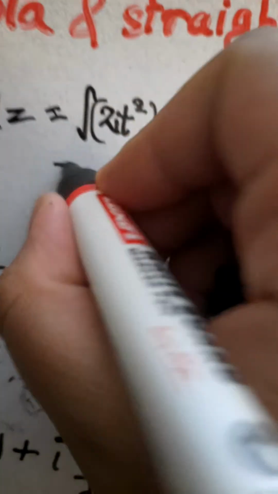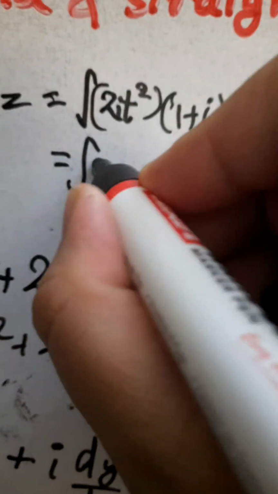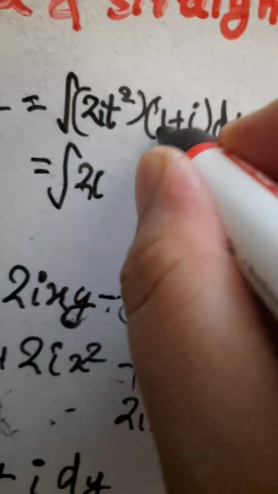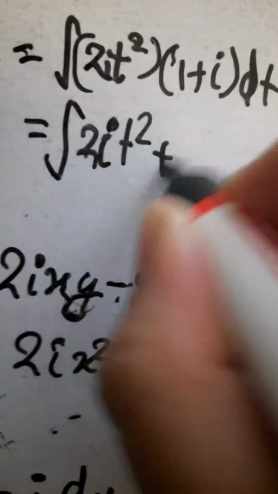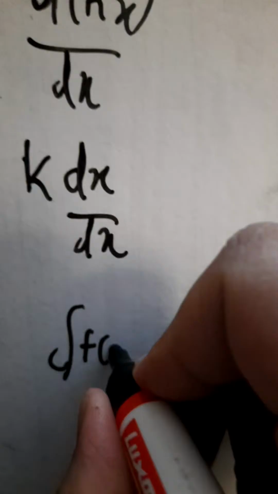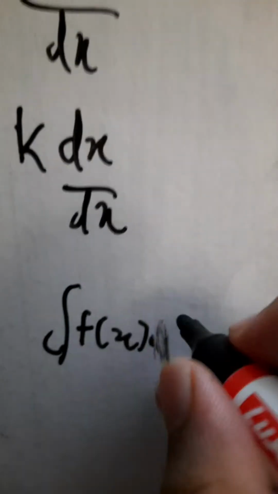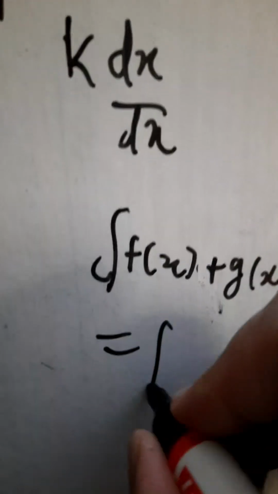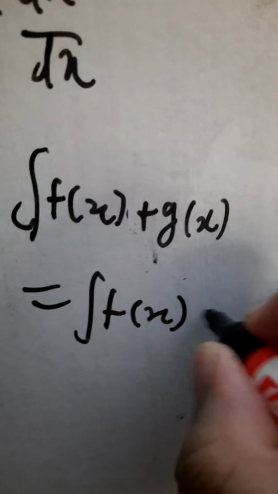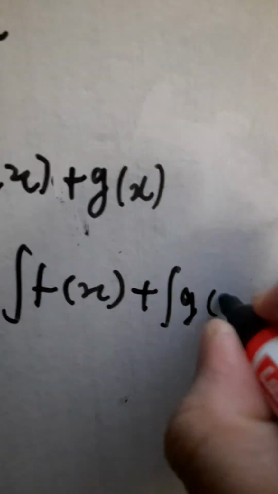Okay, so I have to do integration. Anything multiplied by 1 stays the same, so 2it square into 1 is 2it square, plus... Integration of f of x plus g of x is still integration of f of x plus integration of g of x. Separately we can take it out, no issues with that.